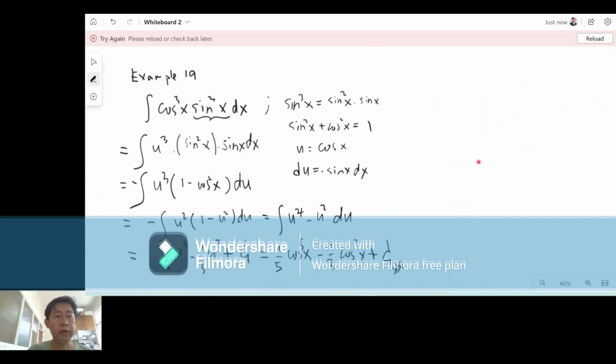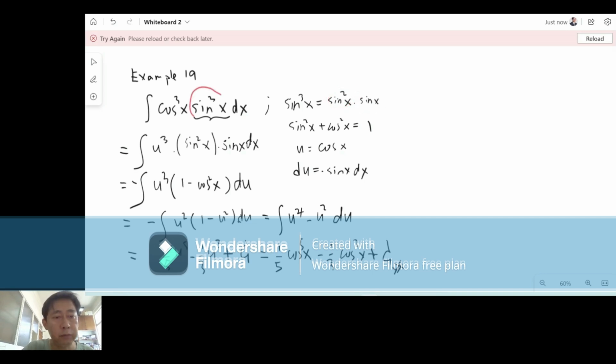So as a conclusion to example 19, we have shown you how to integrate the product of two trigonometric terms, where each of the terms is raised to an odd power. So you can either choose to break the sine cube into sine square x times sine x, or you break the cos cube into cos square times cos.